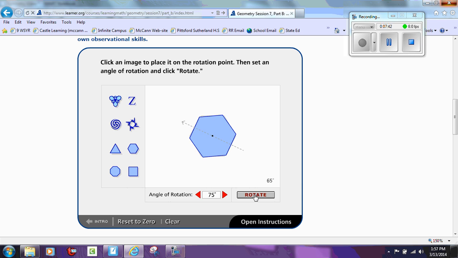So I know I'm going to need to go something less than 90. I'll try 75. And again, I went just a little bit too far. So now I'm going to try something a little less than 75. I'll try an angle of 60 degrees. And if I rotate 60 degrees, I find that the image coincides with the pre-image, making the angle of rotation for this particular polygon 60 degrees.